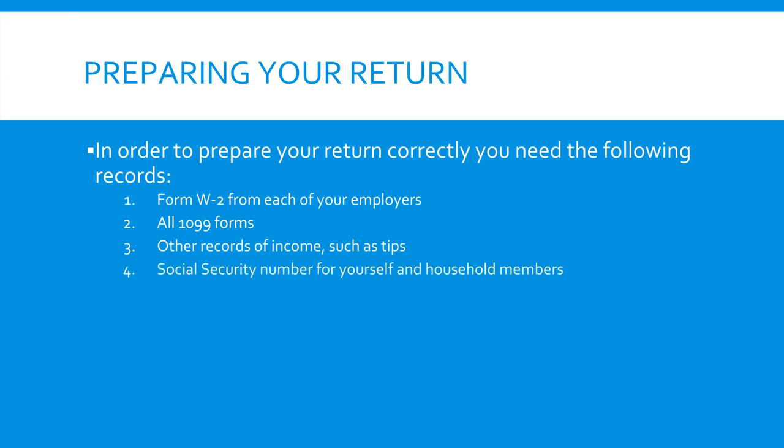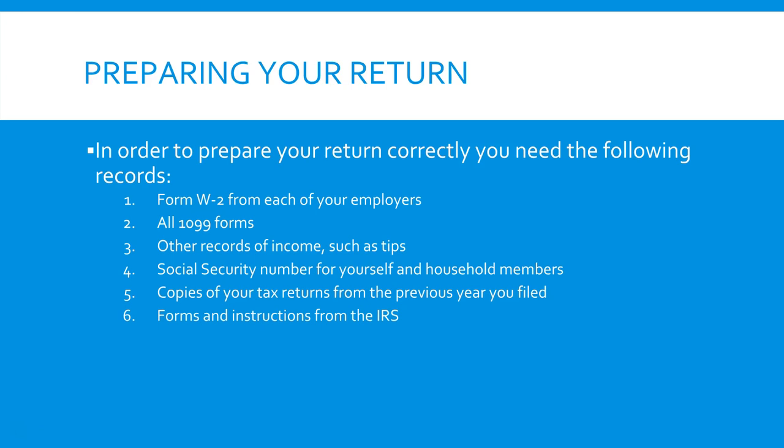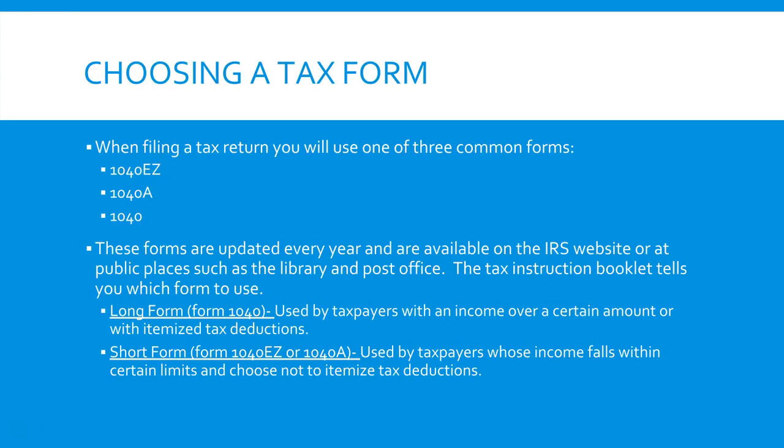Social Security number for yourself and your household members. Copies of your tax return from the previous year you filed. And forms and instructions from the IRS. So that can be electronically or be found at public places such as the post office and the library.